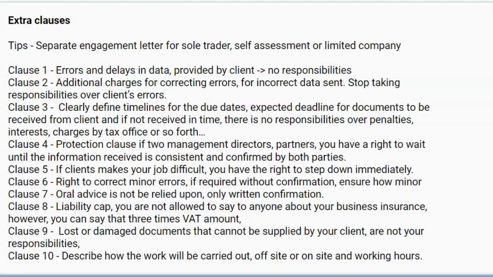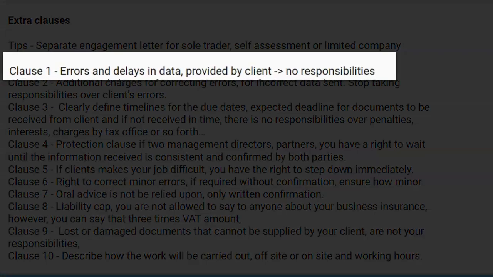Now let's have a look at the clauses that I highly recommend. I put in 10 clauses. The first one is errors and delays and data provision. So if the client doesn't provide you with accurate data, or there are constant delays in sending you information, of course you need to put in a clause that you have no responsibility if information is provided late.